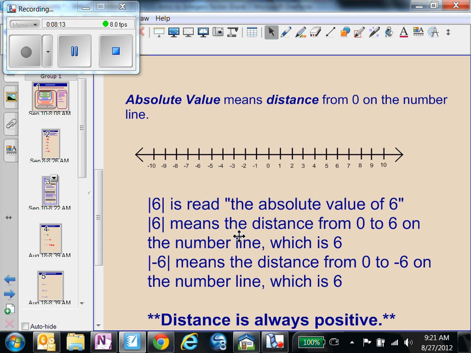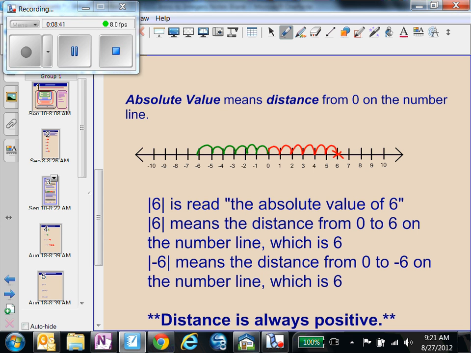The absolute value of 6 means the distance from 0 to 6 on the number line. So let's look at that. So the distance between 0 and 6, here's 6, is going to be 1, 2, 3, 4, 5, 6. Okay, that's no surprise to anyone. What about the distance from 0 to -6? So if we're looking at the absolute value of -6 right here, what that means is the distance from 0 to -6. So that's 1, 2, 3, 4, 5, 6 also.